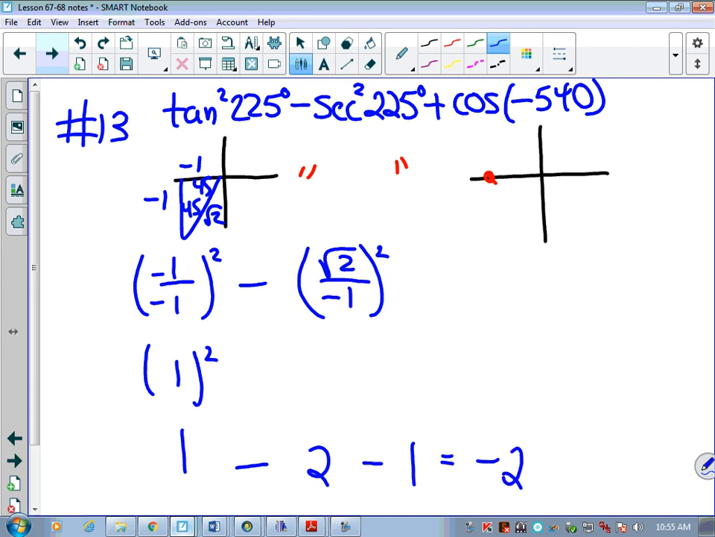Okay? Now, I would say that you could plug this in your graphing calculator, but you honestly can't because it doesn't have secant as a function. Okay? Did you do inverse cosine? Inverse is not the same as reciprocal. So no, you can't do that.